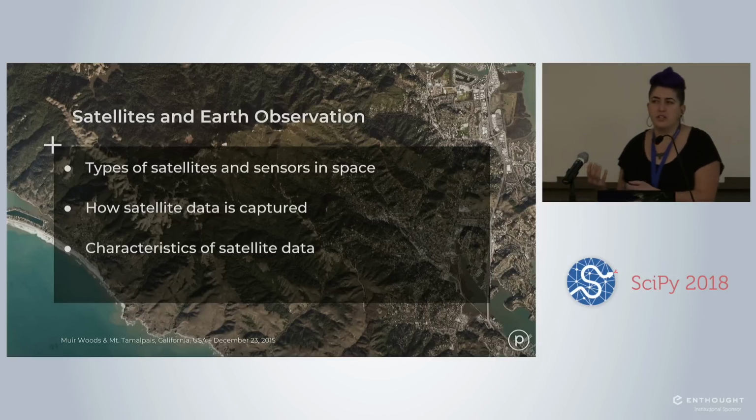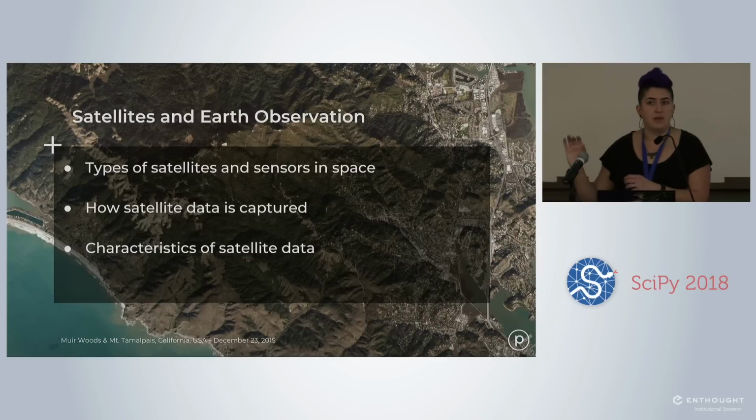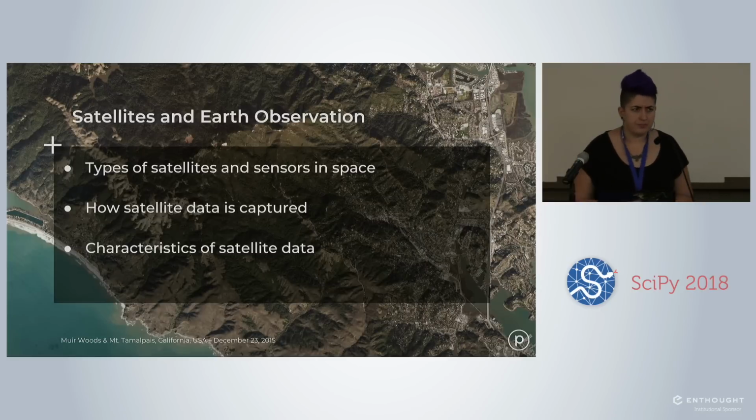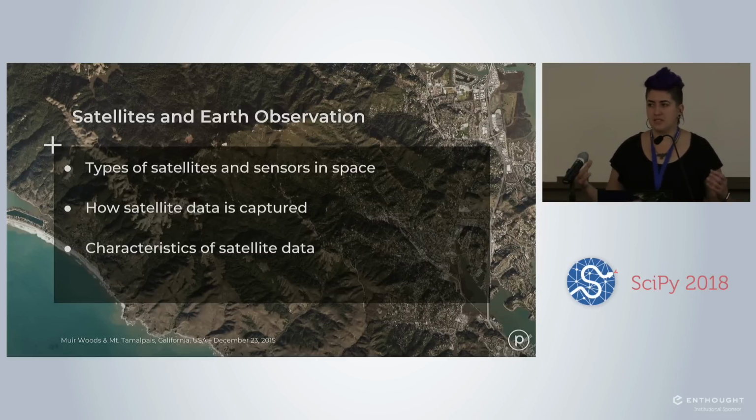So Earth observation data is going to be captured usually by satellites, also could be by airplanes that fly with cameras capturing imagery, that sort of thing. But we're talking about data sensed about the surface of the Earth from a distance.